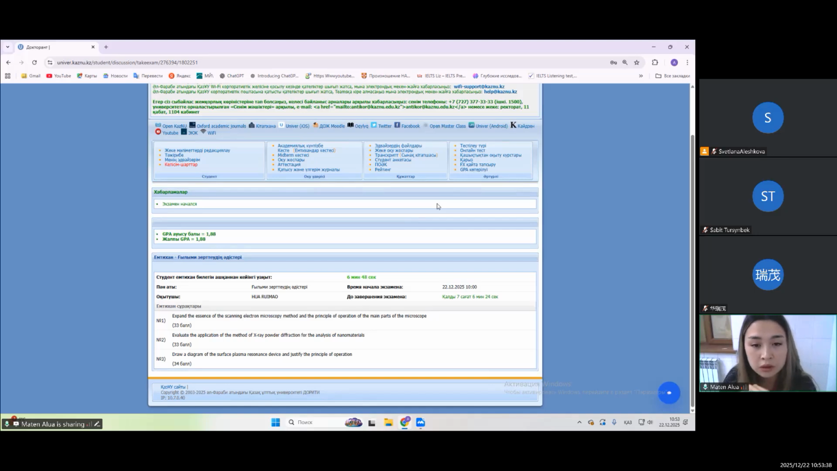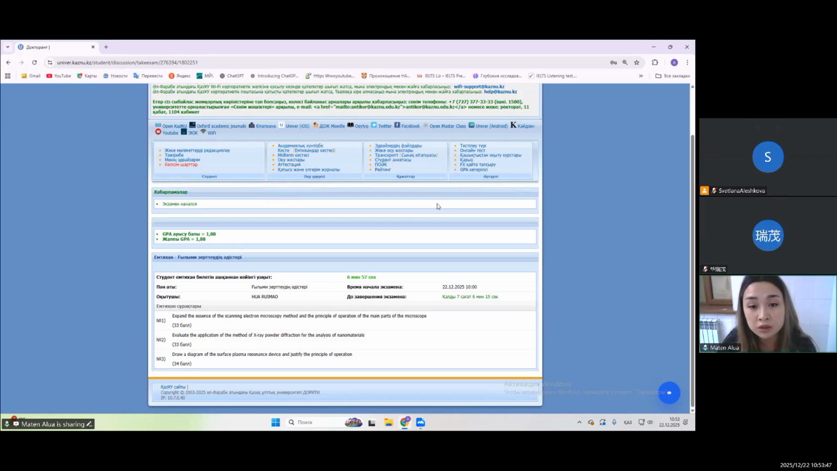At the micro and nanoparticle level. And the second question is the application of X-ray powder diffraction for analyzing nanomaterials. X-ray powder diffraction is a fundamental technique for studying the crystalline structure and phase composition of nanomaterials. It is based on the diffraction of X-rays by the periodic atomic planes in a crystal.